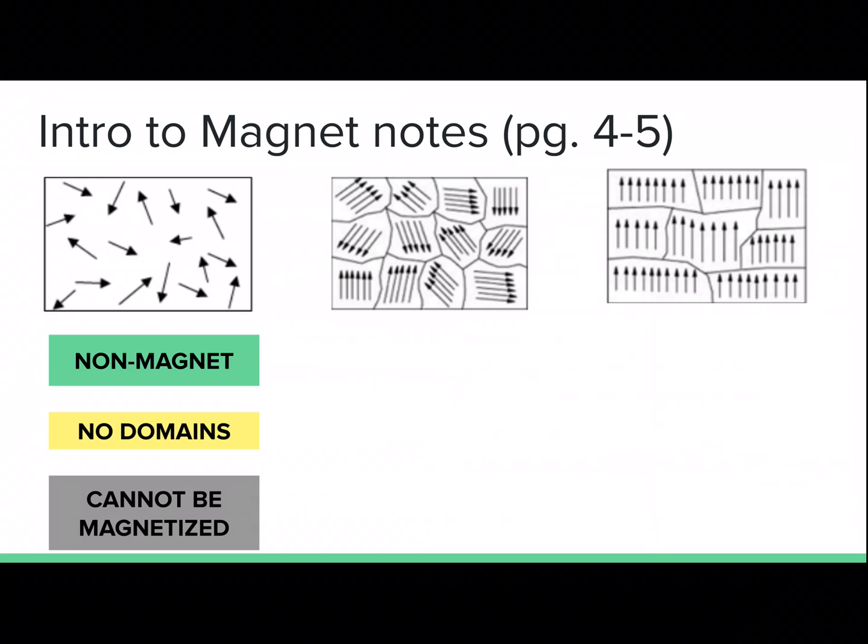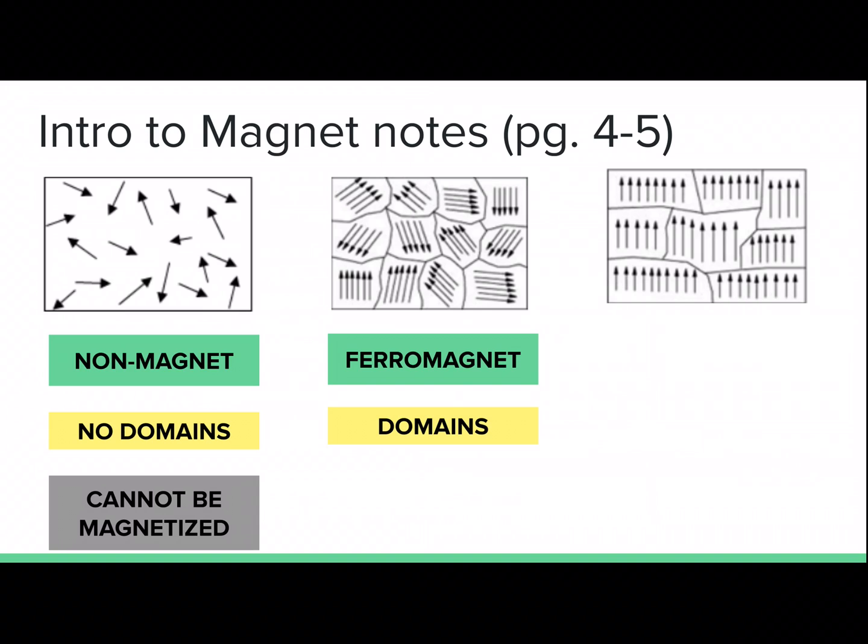The second material has domains, but if you notice all those little arrows within one domain all point in the same direction, but between domains they do not point in the same direction. So like that bottom right-hand corner, they all point to the right. The upper right-hand corner, they all point down. So this is a ferromagnet because they do have domains, but none of them are aligned. So they're not aligned with one another. And this can be magnetized.